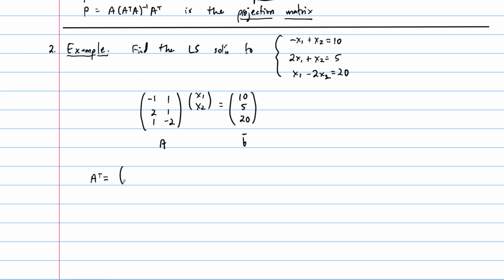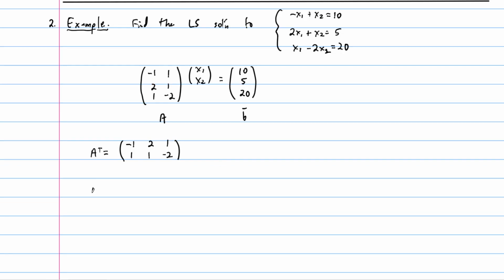A transpose is, of course, the matrix whose first row is -1, 2, 1, the first column of A, and second row is the second column of A. So 1, 1, -2. And then from here, we can work out those two things, right? So A transpose A and A transpose B. We can work each of those out. So A transpose A is going to end up being a 2 by 2 matrix, right?